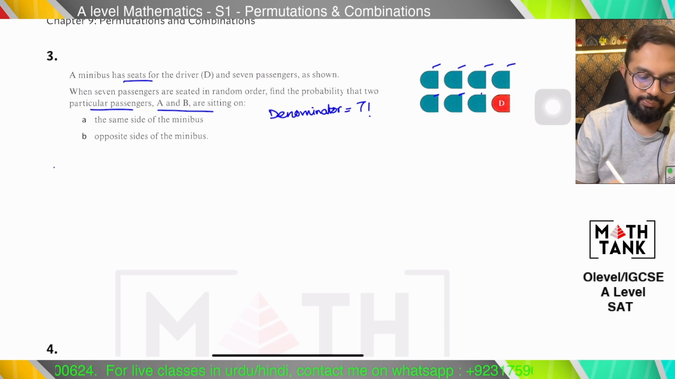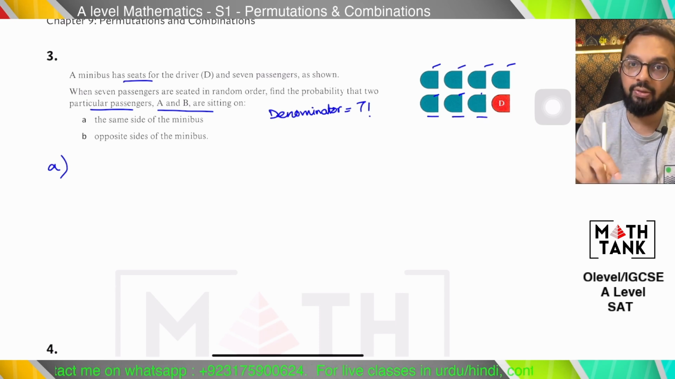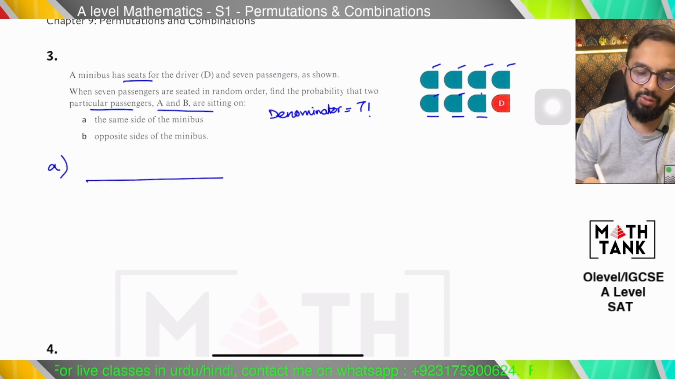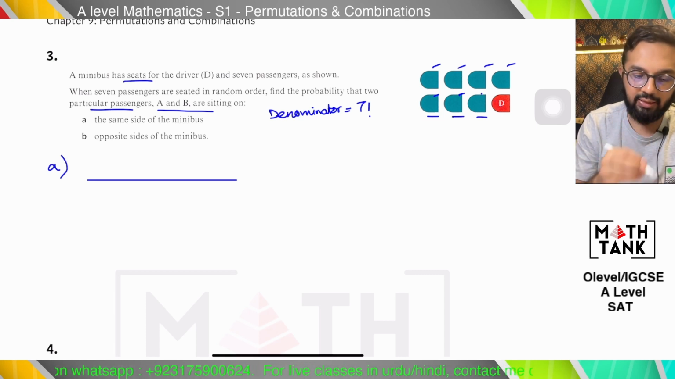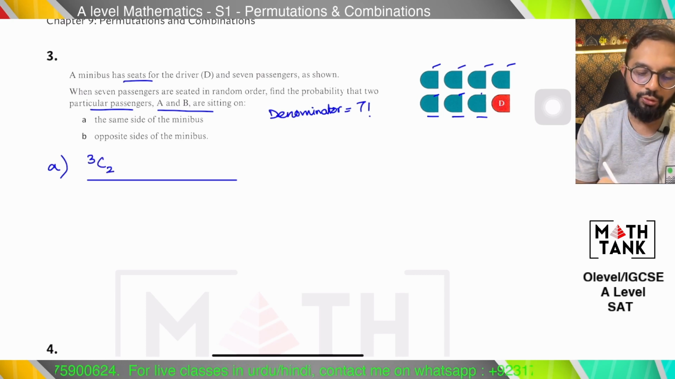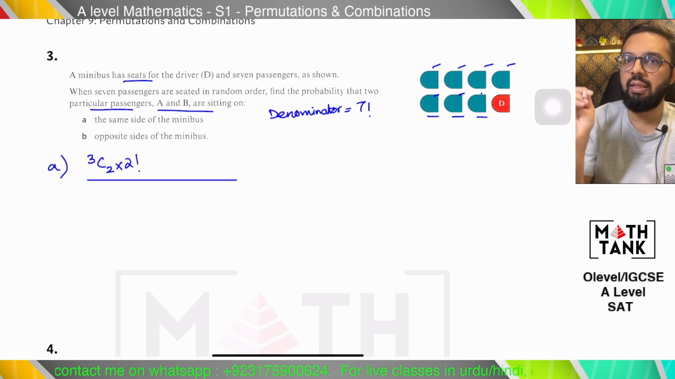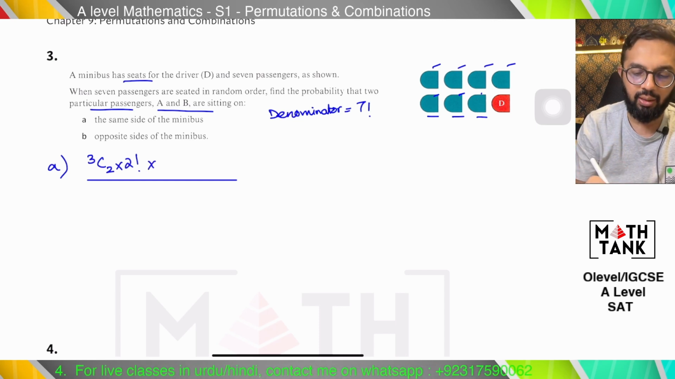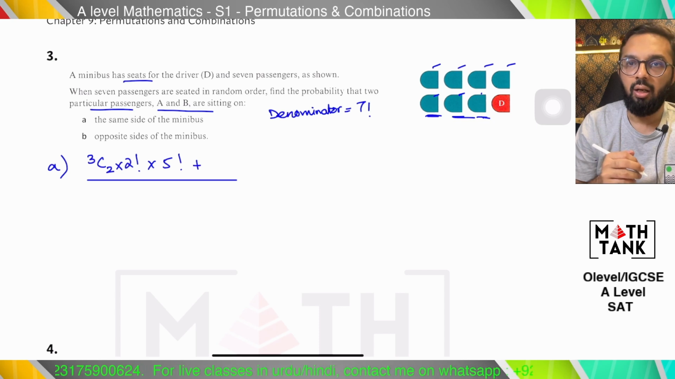Now let's decide if they are on the same side of the minibus, which means that A and B should first either be sitting on this side or that side. We'll make 2 different cases. Let's say they are sitting on the side that appears at the bottom first. There are 3 seats. A and B could choose 2 seats out of 3 and arrange themselves. The rest of the seats are left over. How many seats are left over? There are 5 seats left over, so the remaining 5 people seat themselves. So that's the first case, where they are sitting behind the driver.